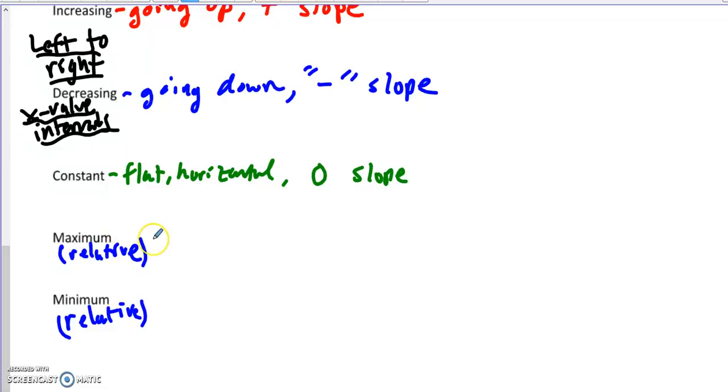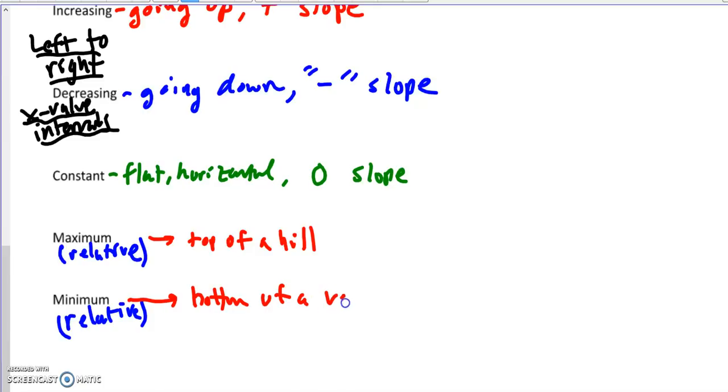Instead, we think about a relative maximum as being on the top of a hill. It might not be the tallest hill in the whole graph, but as long as you're on the top of the hill, we're counting that as a maximum. As long as you're at the bottom of a valley, you're at a minimum. So maximum, kind of like we did with parabolas. Here's a maximum. Here's a minimum.